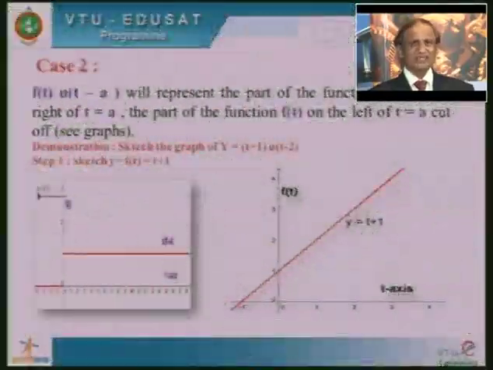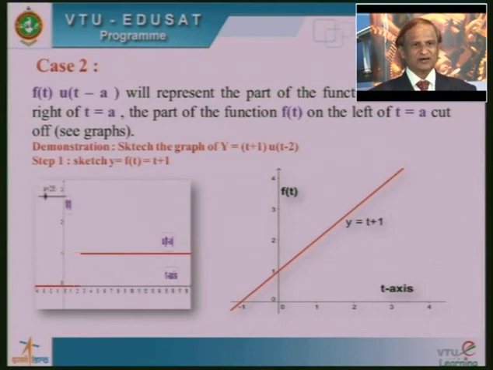Exactly in a similar way, sometimes they ask us to calculate or draw the graph of f of t into u of t minus a. u of t minus a, a displaced unit step function, will represent the part of the function f of t on the right of t is equal to a; the part of the function f of t on the left of t is equal to a is cut off. Is it clear? You can see both the graphs. One is a displaced unit step function. I have given some values for a, that is why the curve is moving on either side.